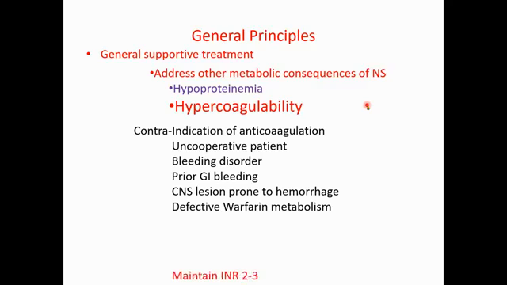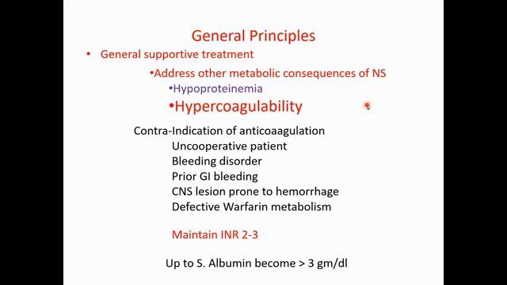Now, how long will we maintain the anticoagulant INR? Within 2 to 3. If more than 3, doses should be reduced. If less than 2, dose should be raised. And we must continue until the serum albumin level becomes more than 3 gram per dl.